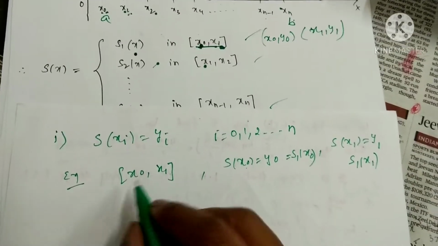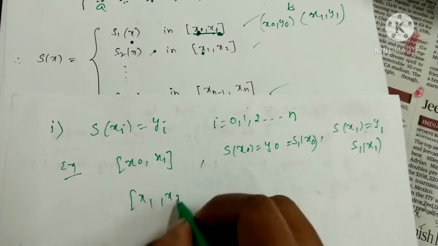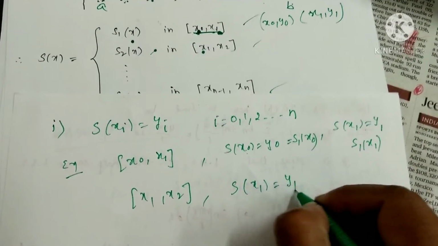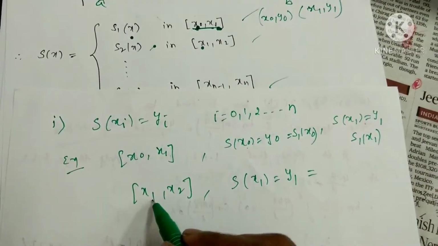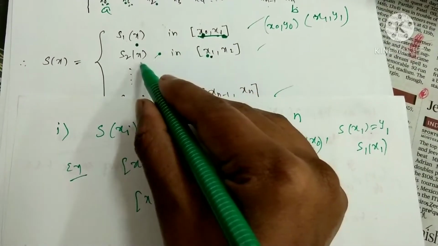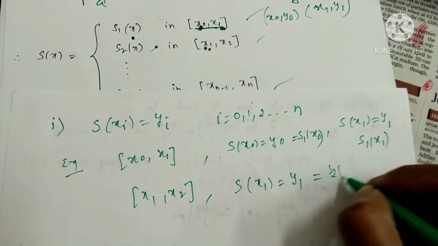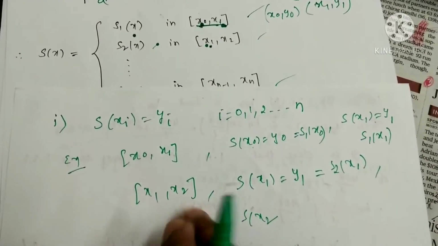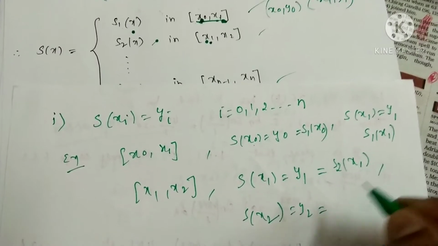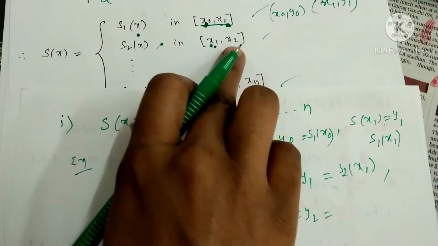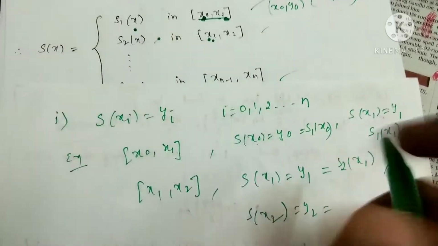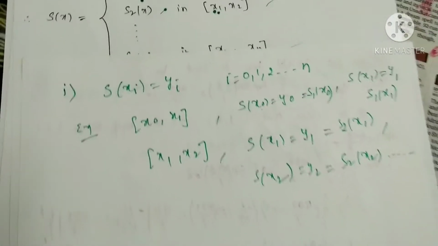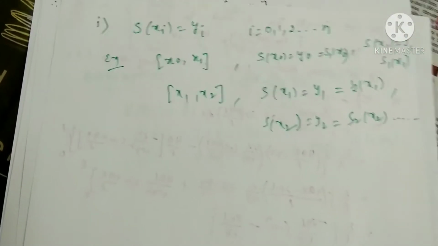Similarly, for the next subinterval x1, x2, it must satisfy that s of x1 equals y1, in the sense that in the second subinterval x1, the value is obtained from s2 of x1. Similarly, at another point, s of x2 must be equivalent to y2. Again, x2 belongs to the second subinterval, so it can be obtained from s2 of x. So it can be written as s2 of x2 and so on. It should be true in each and every subinterval.